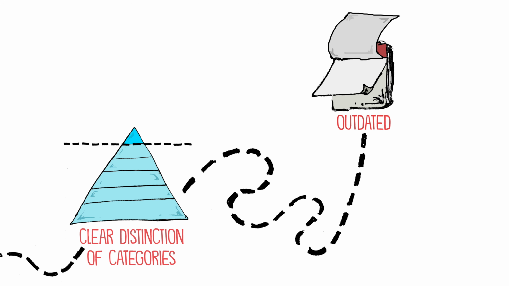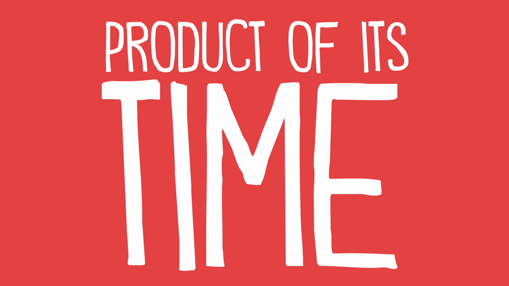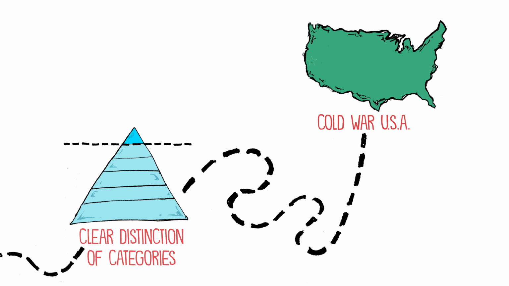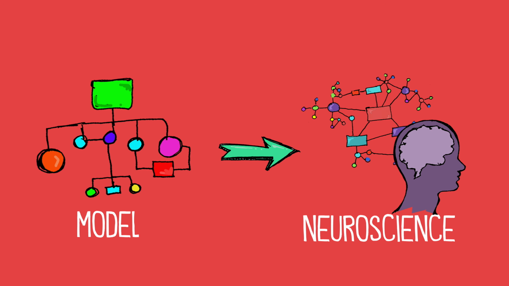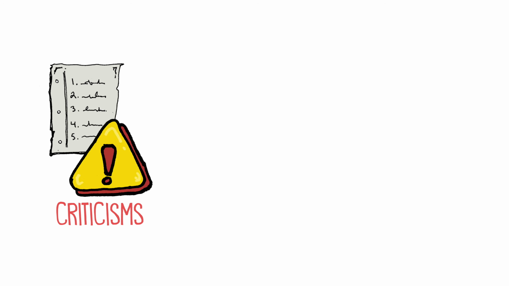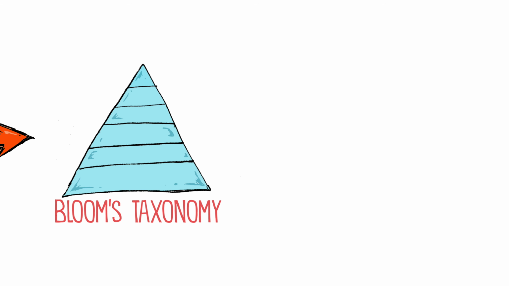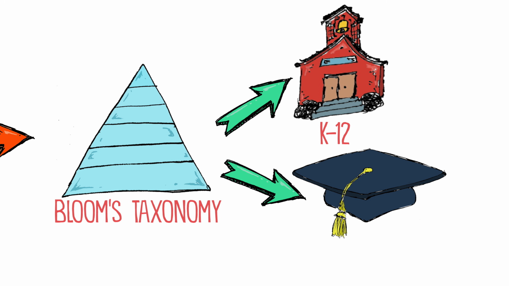Finally, it's outdated. Bloom's taxonomy is a product of its time, the Cold War United States of America, and this was a solid decade before the first humans landed on the moon. This is why some critics argue that a more accurate model of mental processes should be built on our current understandings of neuroscience. And yet, for all of these criticisms, Bloom's taxonomy remains prevalent at both the K-12 and higher education levels.